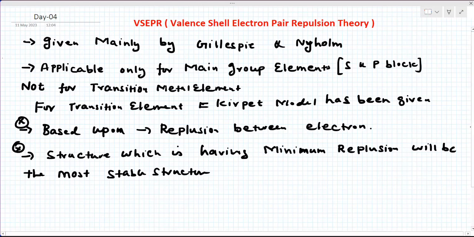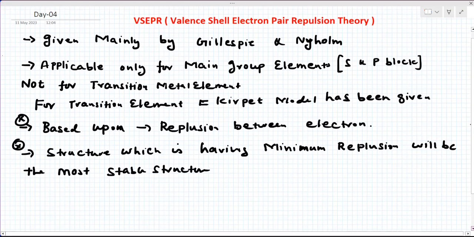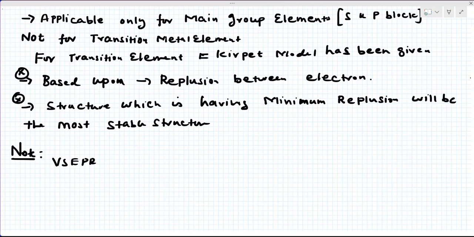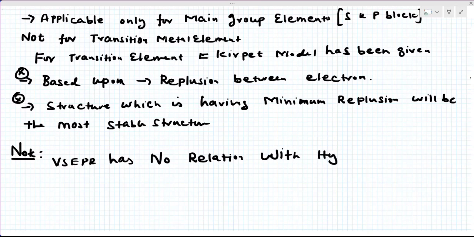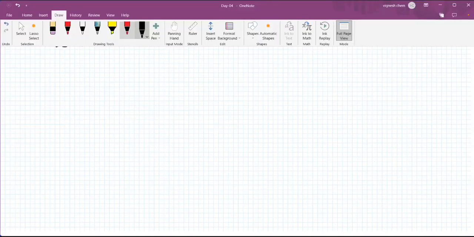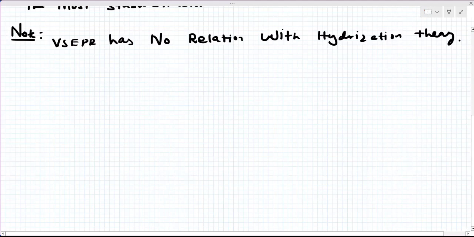Now, please note: the VSEPR theory has no relation with hybridization. Hybridization is a different theory, VSEPR is different. Don't confuse both. Now, what types of electrons? Please know, very important, the types of electrons.